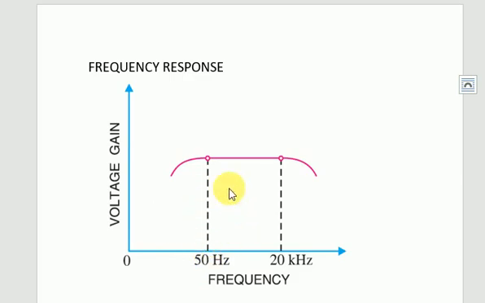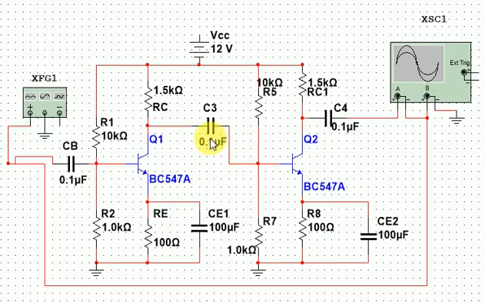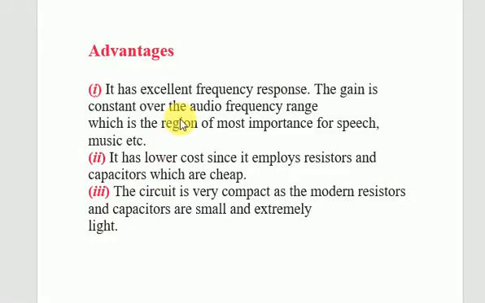So this is how our RC coupled amplifier responds to different frequency signals. Now let us look at some of the advantages and disadvantages of the RC coupled amplifier. So here are some of the advantages. It has a very good frequency response, and the gain is constant over the audio frequency range, that is from 50 Hz to 20 kHz, and which is the region of most importance for speech, music, etc.